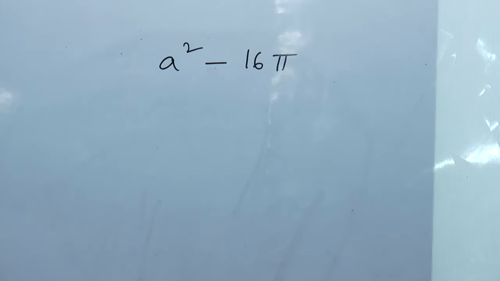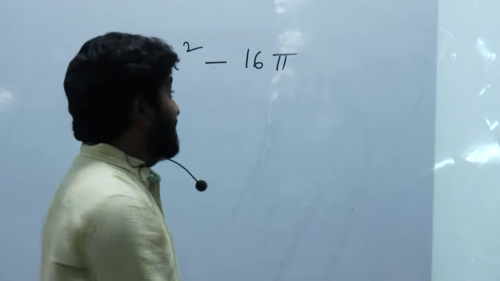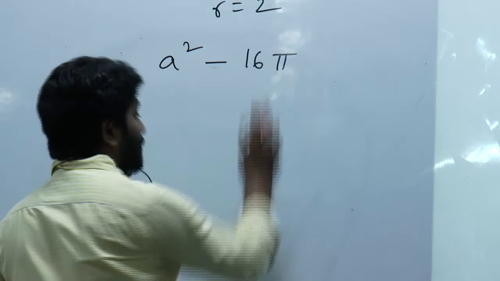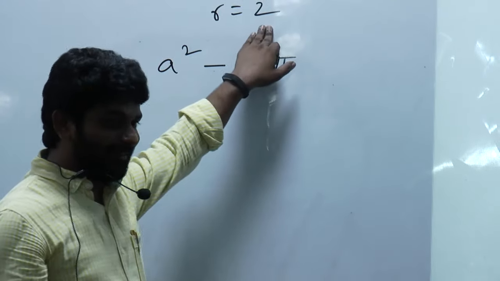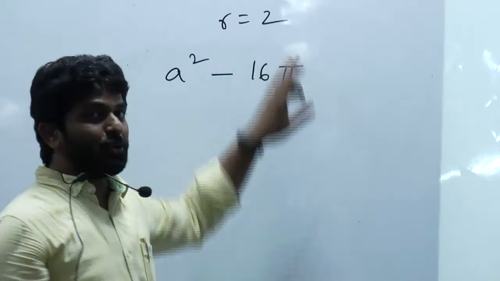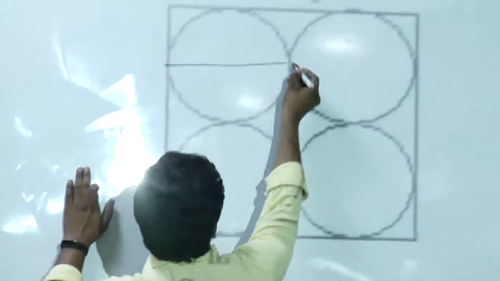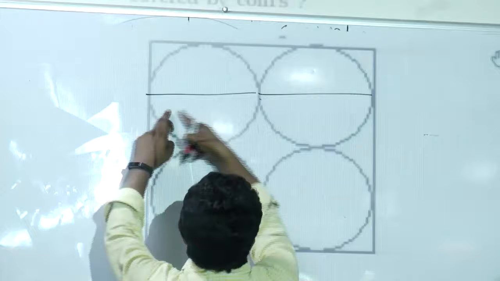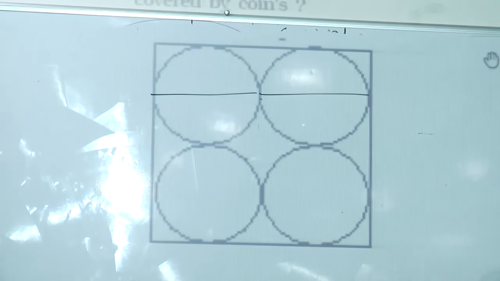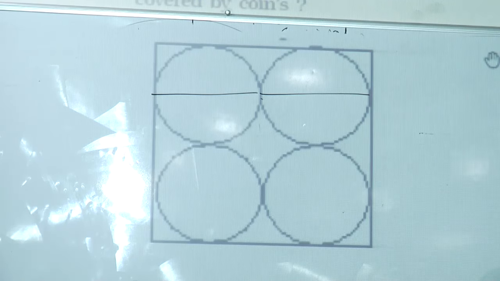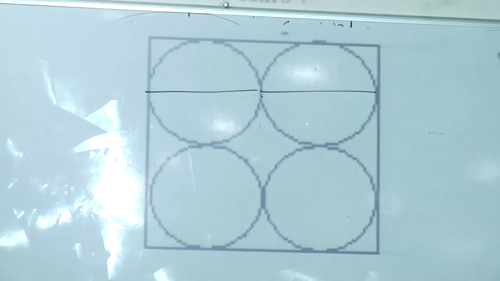What is the radius of the circle? 2. If the radius is 2, what is the diameter? If you add these two, that will be the side of the square, right? How much is that? 8. A is 8. Square area?